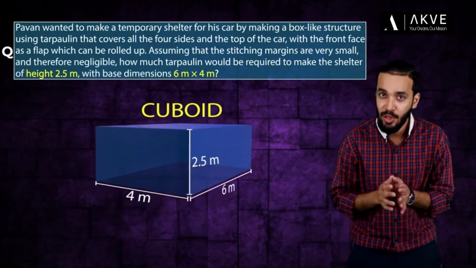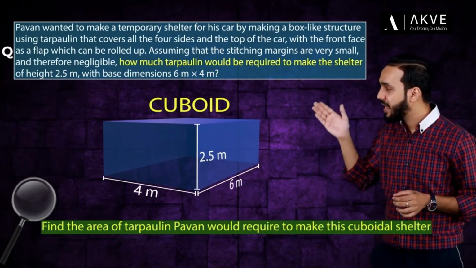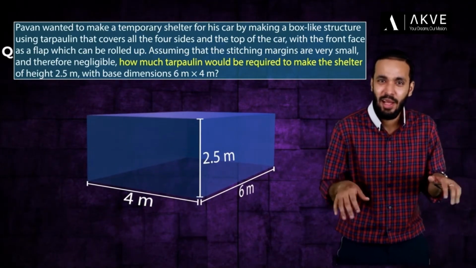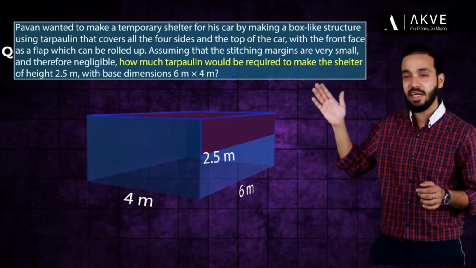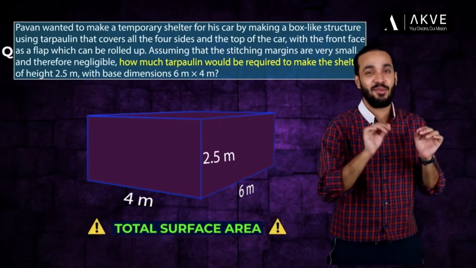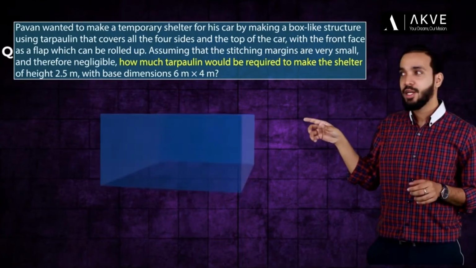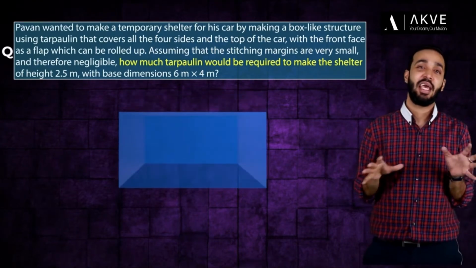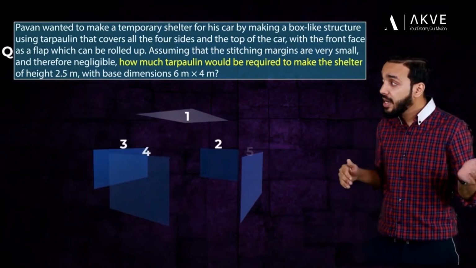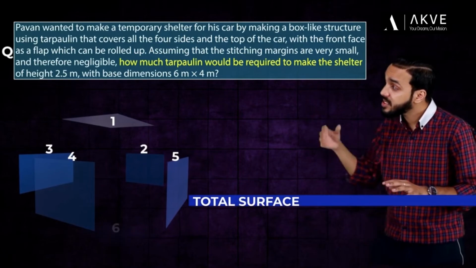So, all we need to do is find the area of tarpaulin that Pawan would require to make this box-shaped shelter. How difficult is that? Not at all. All we need to do is find the total surface area of this cuboidal shelter, right? I'm afraid that will not help you find the solution. The catch here is, in this shelter, there is no bottom. That is to say, this cuboidal shelter has only 5 faces. Finding the total surface area over here would give the area of all the 6 faces.